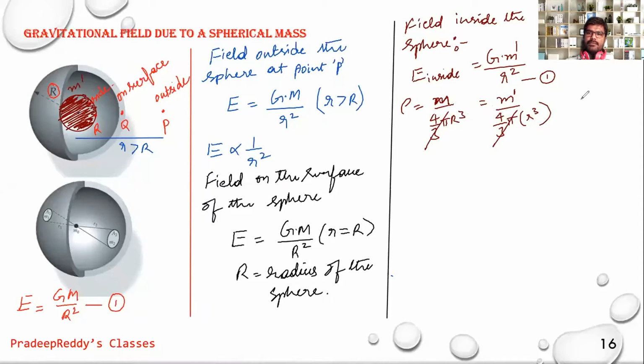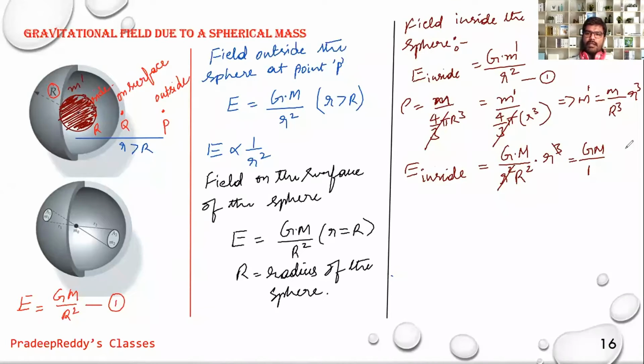Now this gives you m dash is equal to m divided by capital R cube into small r cube. So I can just replace wherever m dash is there with this. So I can write gravitational field inside the sphere is equal to capital G capital M divided by r square, capital R square into r cube. This r and this get cancelled. It is capital G capital M divided by r square into r. Capital G capital M divided by r square.